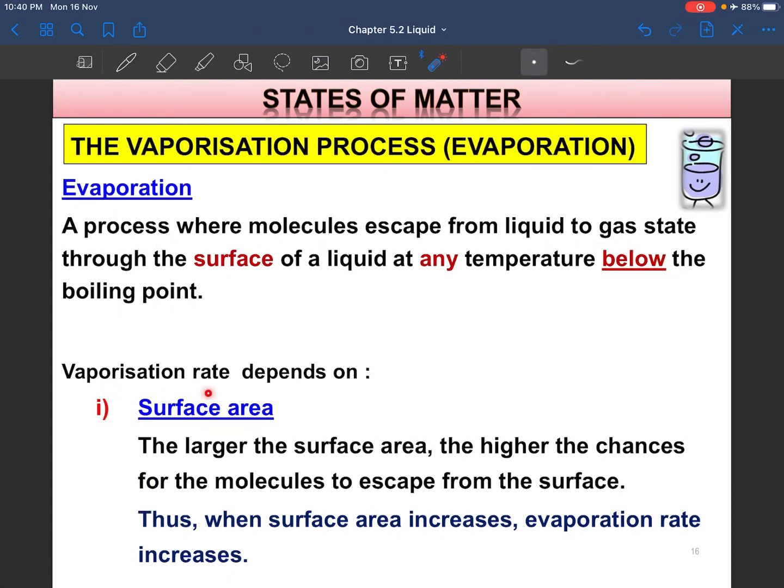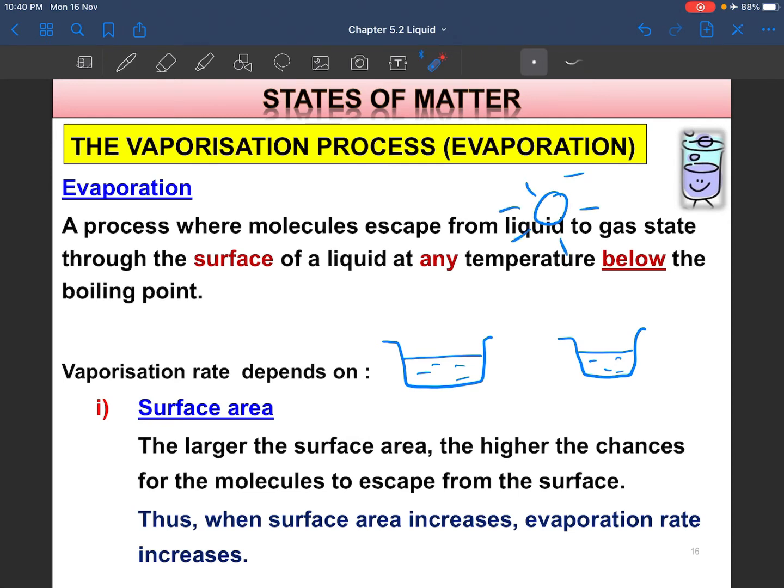So, vaporization rate depends on, okay, so rate of vaporization, rate di mana liquid tukar jadi gas bergantung kepada surface area. The larger the surface area, the higher the chances for the molecule to escape the surface. Thus, when surface area increase, evaporation rate increase. Okay, so ini macam kamu pernah buat eksperimen ke zaman sekolah dulu? Kalau kamu ada dua bekas, yang satu bekas besar, satu bekas kecil. So, dalam bekas ni ada water. Dalam bekas ni pun ada water. And then, kamu letak di bawah cahaya matahari.